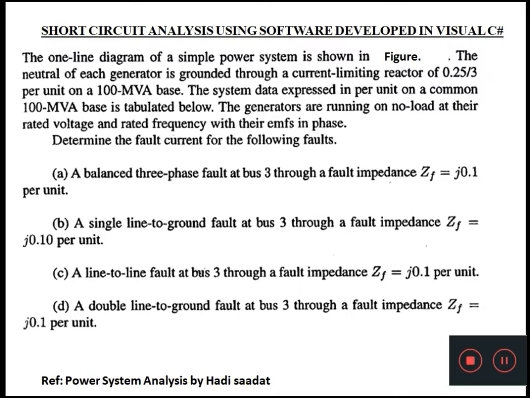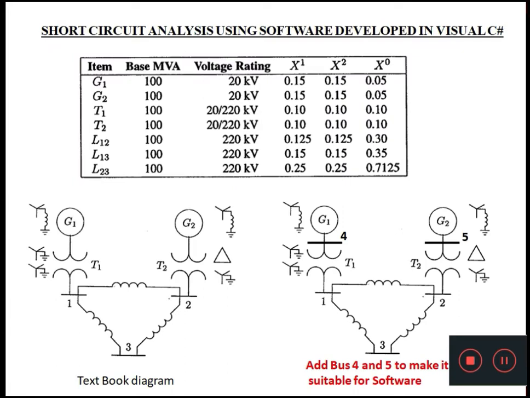The system consists of two generators G1 and G2, and we want to determine the fault current for the following faults: a balanced three-phase fault, SLG fault, line to line fault, and double line to ground fault. In all the cases, the fault is simulated at bus 3 and the fault impedance is j0.1 per unit. The detailed description of the impedances is shown in the table.